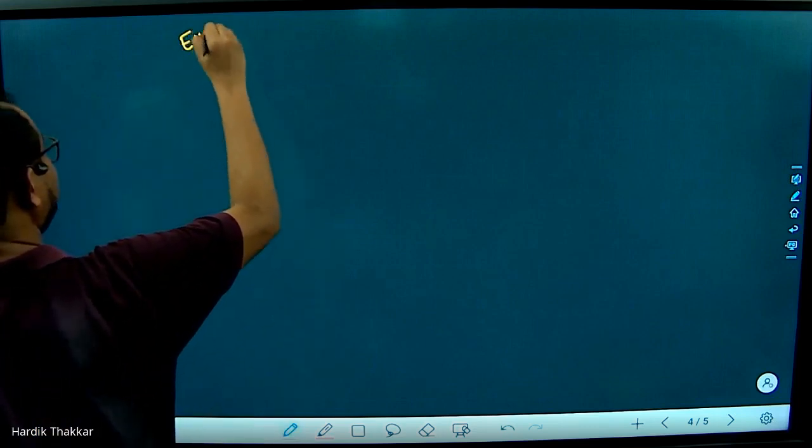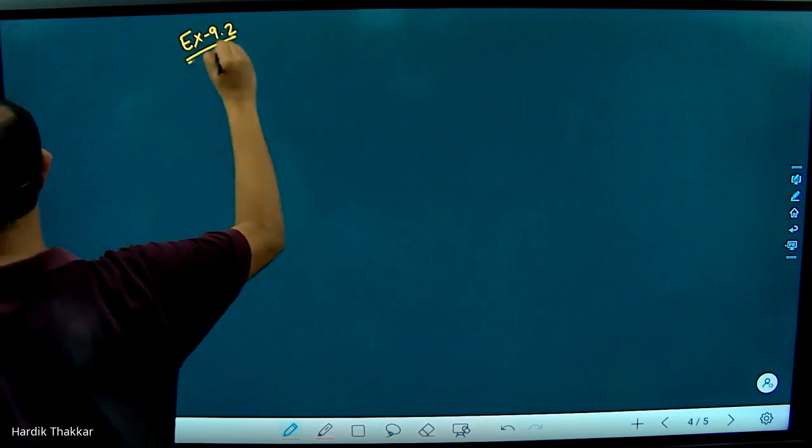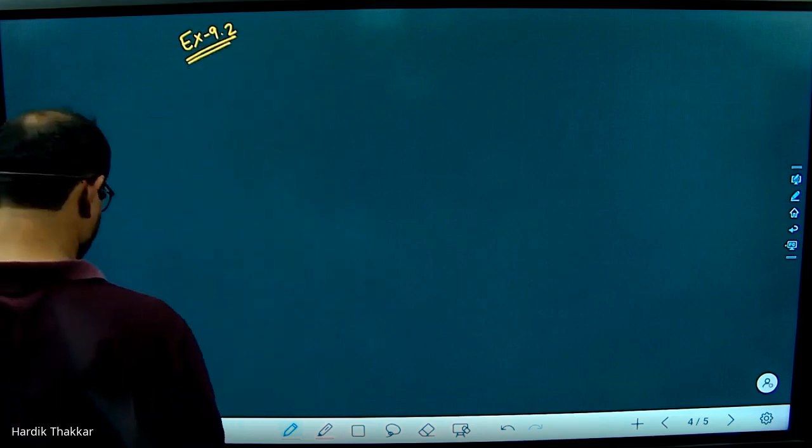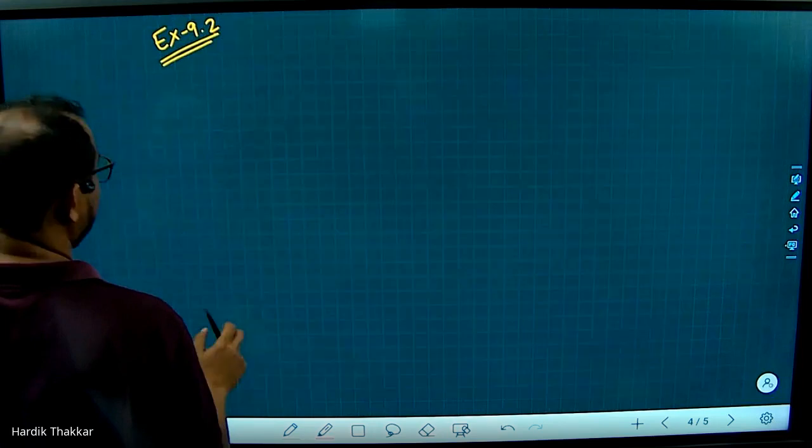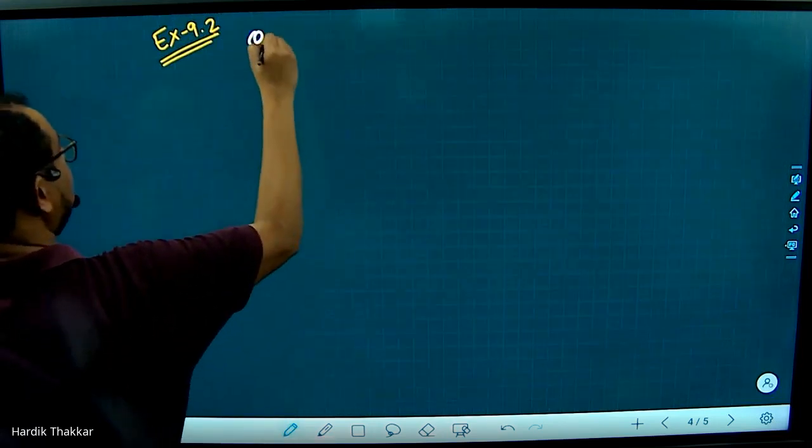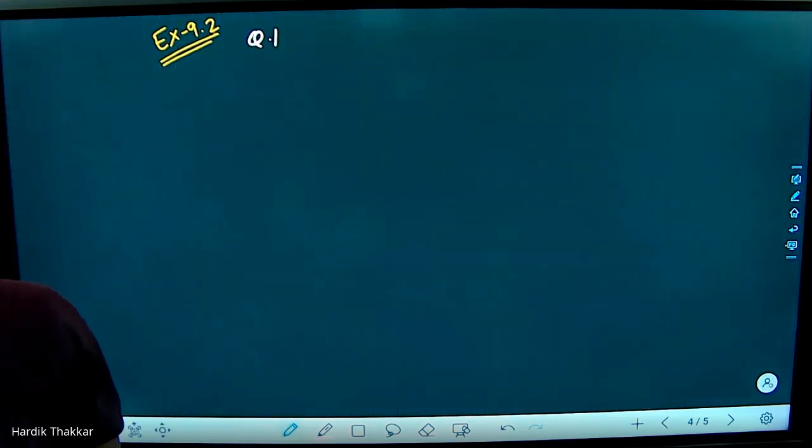Okay, exercise 9.2, question number 1. Question number 1 says that a boy throws a coin. He receives 2 rupees for getting tail and 10 rupees for getting head. Find his expectation. That means mean receipt.